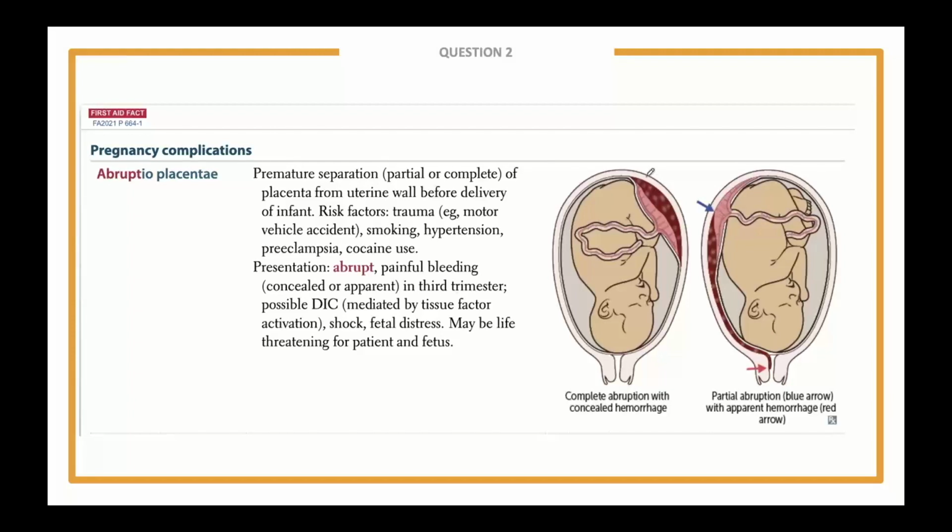Oh, and then I'm sorry, I forgot we had this image as well. So this is the image that Sean went ahead and pulled up. This is talking about placental abruption. You can see there that it's saying premature separation of the placenta from the uterus before delivery. Risk factors that this patient had: smoking and cocaine. This patient had abrupt painful bleeding in the third trimester, okay, 32 weeks. And then also DIC is a complication. So this all points towards this patient also having placental abruption.